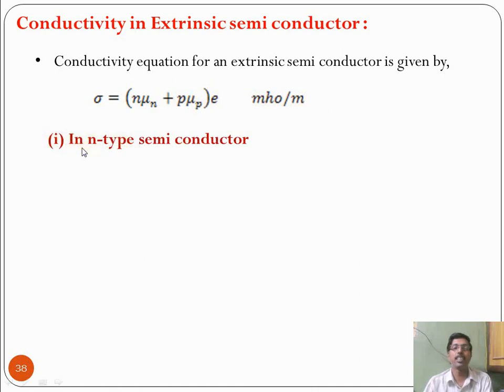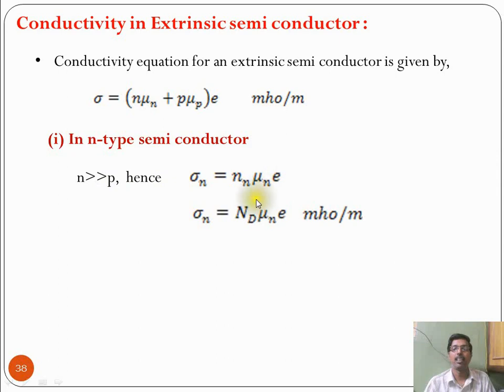If it is taken for an n-type semiconductor, the conductivity equation for an n-type semiconductor, we have to consider that in an n-type semiconductor, electrons are the majority charge carriers. So assume n is very much greater than p, that is, the concentration of free electrons in n-type is very much greater than the concentration of holes. Hence we can write the conductivity of an n-type semiconductor as n mu n into e. From that, n is approximately equal to Nd, the concentration of donor atoms, so sigma n is Nd mu n e, mho per meter.